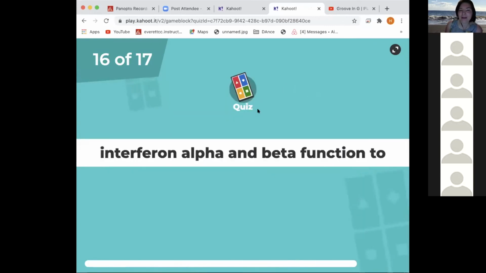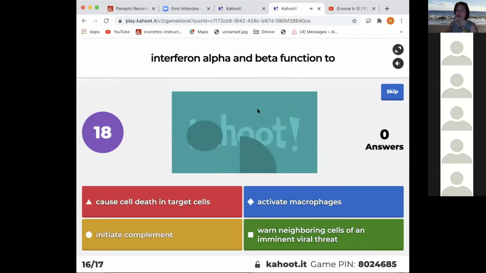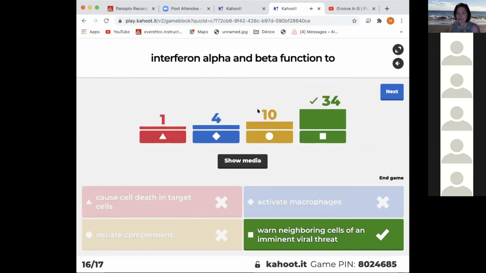Interferon alpha and beta function to do what? Yes, they warn the neighbors. They're secreted by a virally infected cell to warn the neighbors.